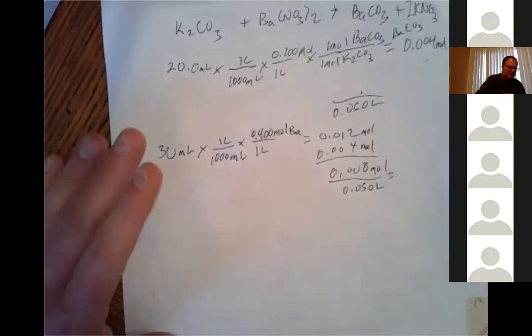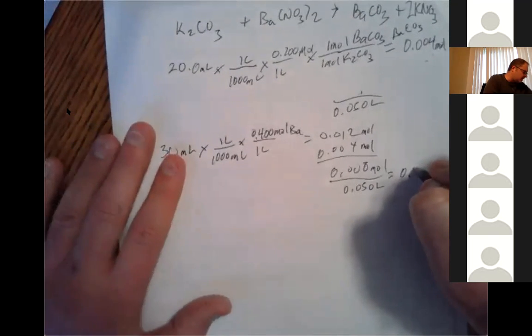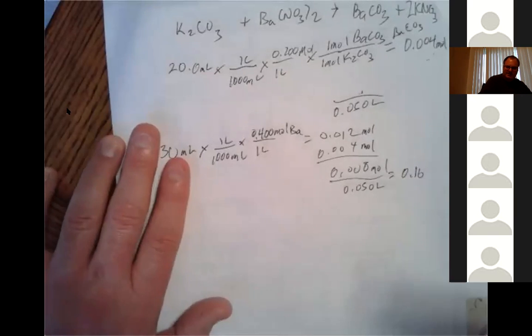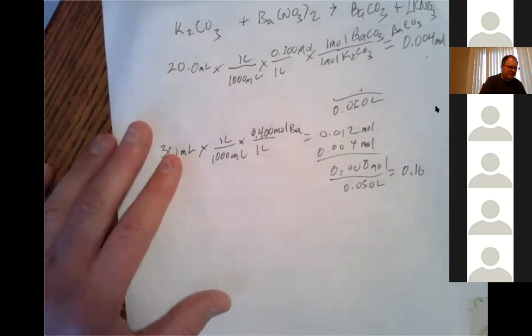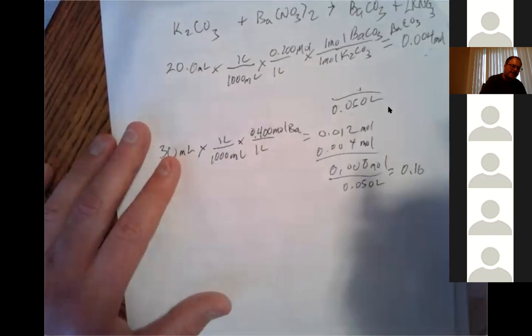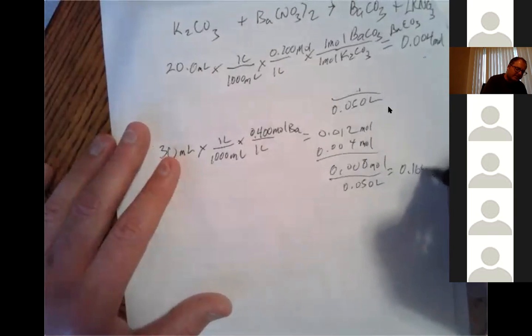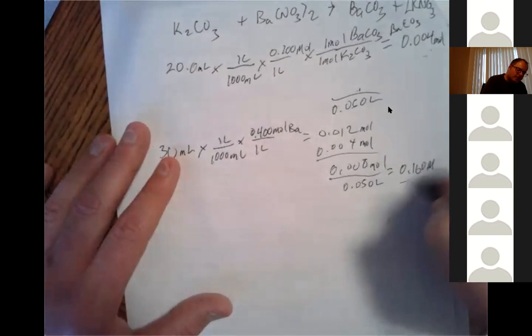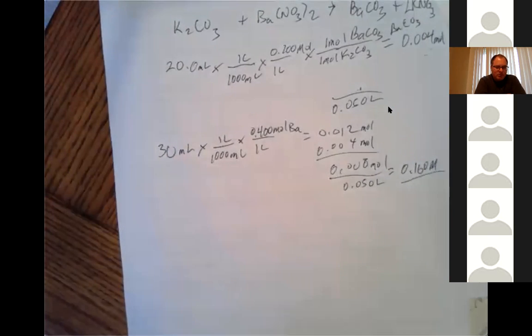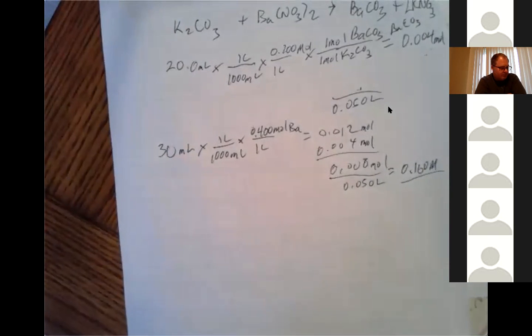So we get 0.16, 3 significant digits. Did they carry all that all the way through? Yeah, I didn't do well with significant digits. Sorry about that. But we get 0.160 moles per liter.